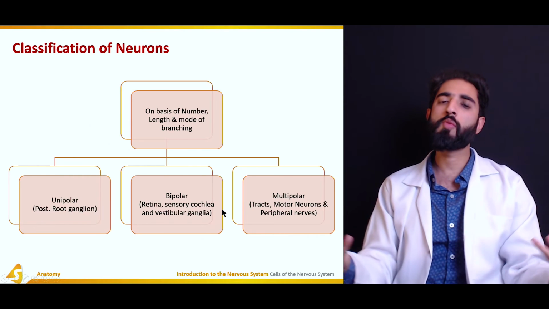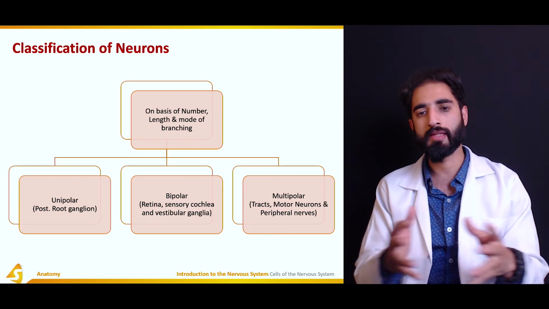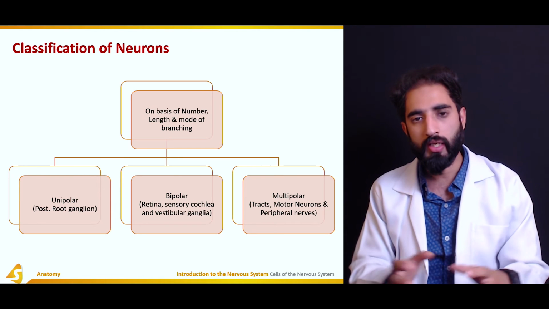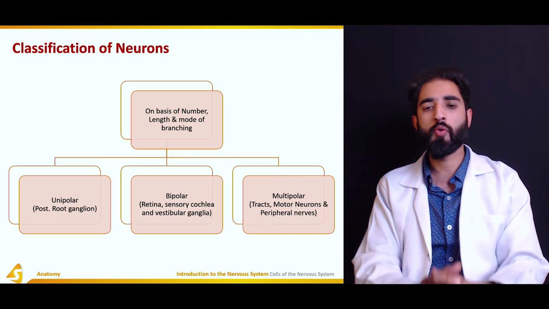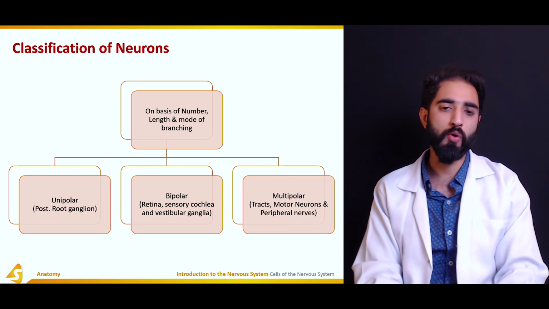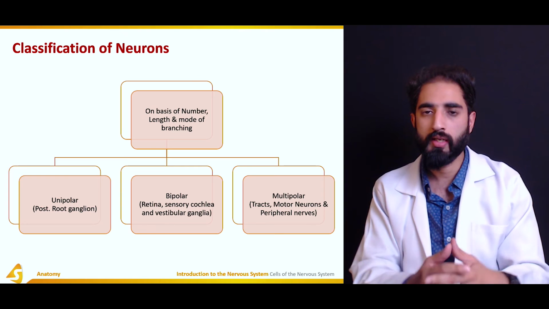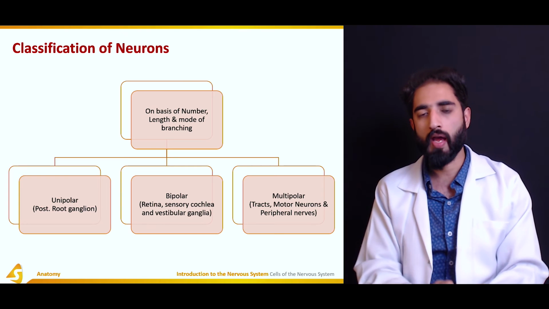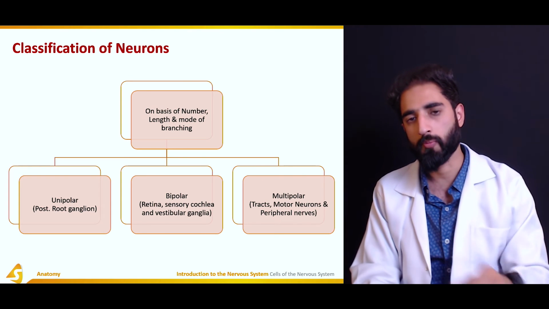Now there are numerous ways in which you can classify the neurons. On the basis of number, length, and mode of branching, we can classify neurons into three major types, which are the unipolar, bipolar, and multipolar. Unipolar neurons have one process, bipolar neurons have two different processes, and multipolar neurons have numerous processes.